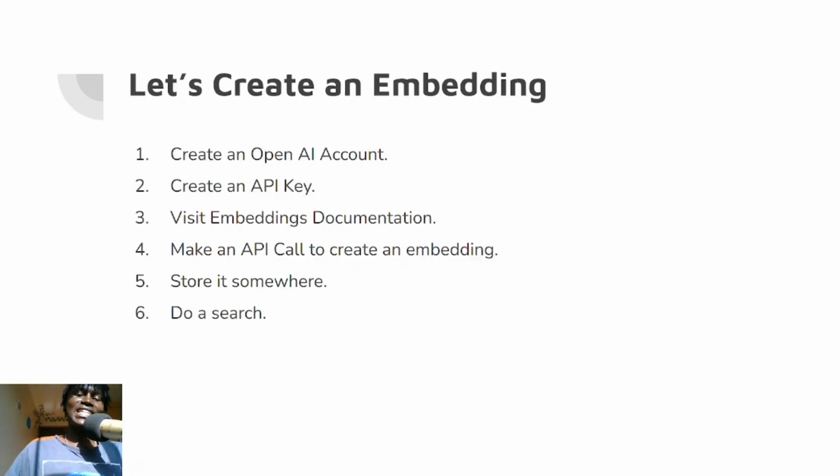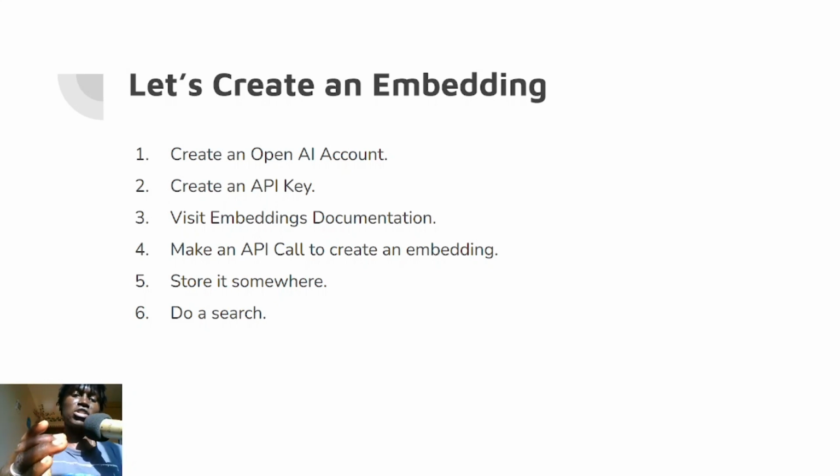Now let's create an embedding. It's quite simple. You'll be shocked how simple it is. So first of all, you'll create an OpenAI account, get your API key enabling you to access the OpenAI APIs, visit the embeddings documentation, make an API call to create an embedding, store the embedding somewhere, then do a search. Okay, so now let's go through this step by step.